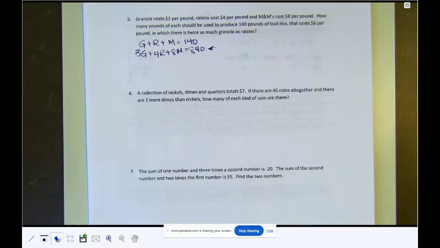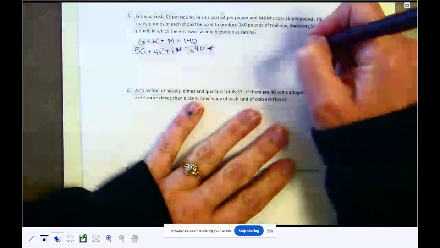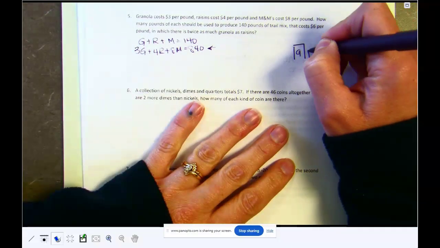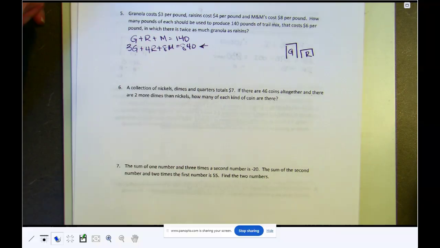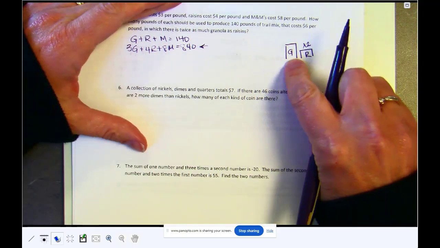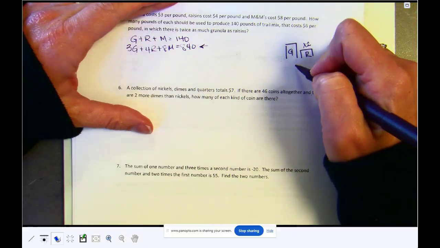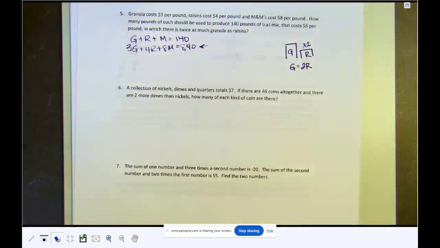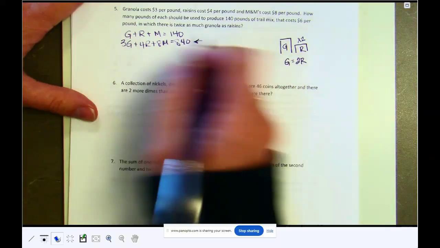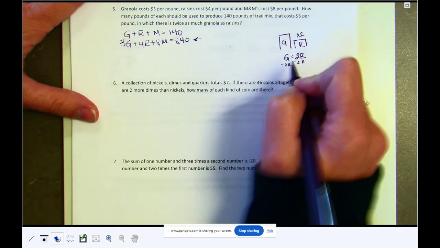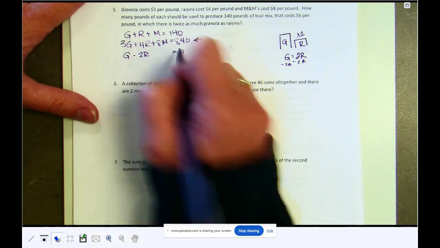Okay? There's twice as much granola as raisins. So it's G minus R. Because these ones, if it says twice as much or half as much, I always have to draw the picture. Because I want there to be twice as much granola as raisins. So what do I need to do with this guy? Yeah, times 2. Or half of G. Half of G equals R. So G equals 2R. Okay? Remember, move the whole thing over. So subtract the 2R from both sides. So I've got G minus 2R equals 0.